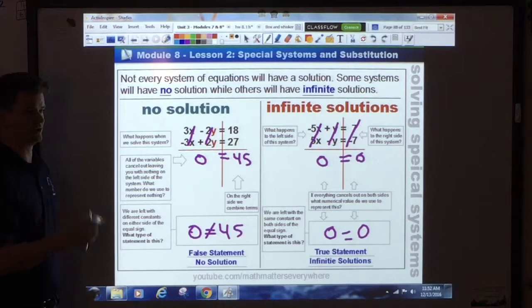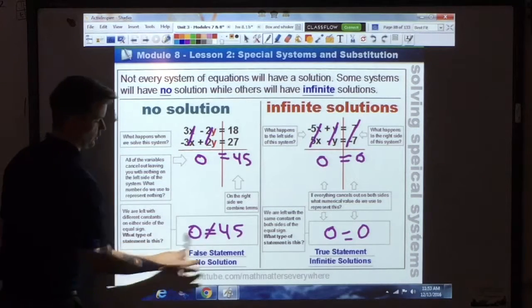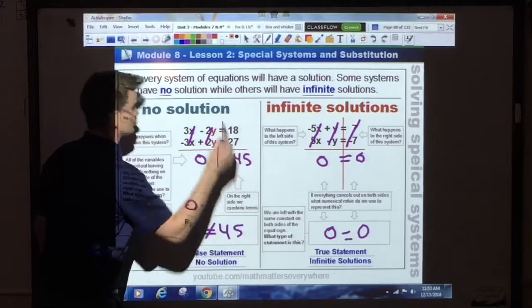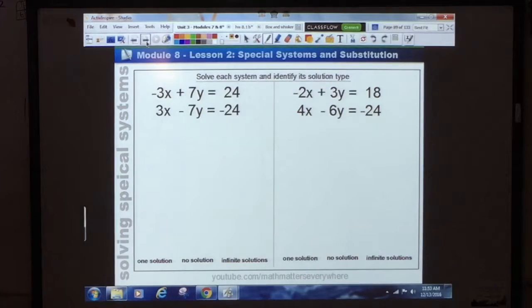You're still asking yourself those questions. Do I have inverse coefficients? Do I have same terms? Do I have evenly divisible? So on and so forth. But if you get to this point with a false statement, that's no solution. True statement, infinite. So let's try a couple of these.